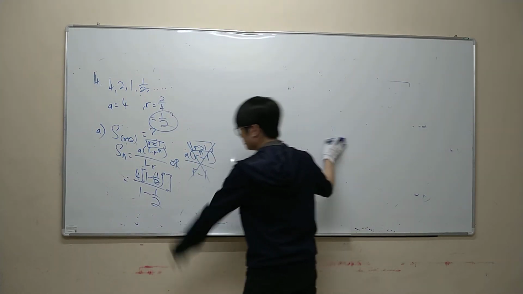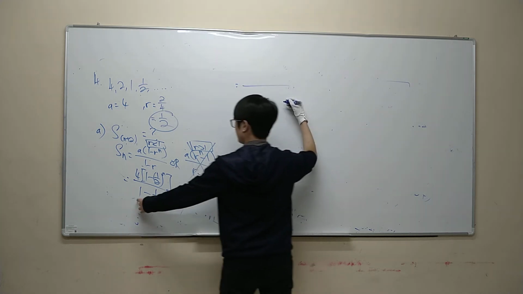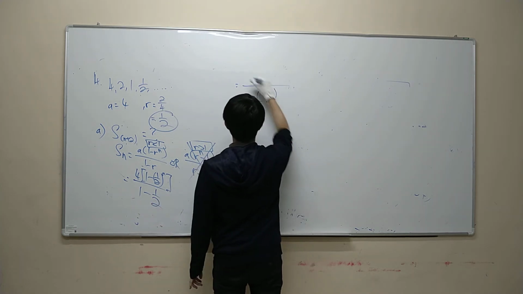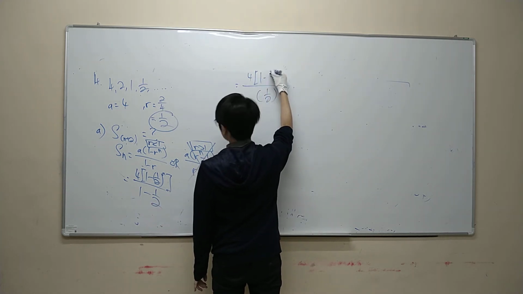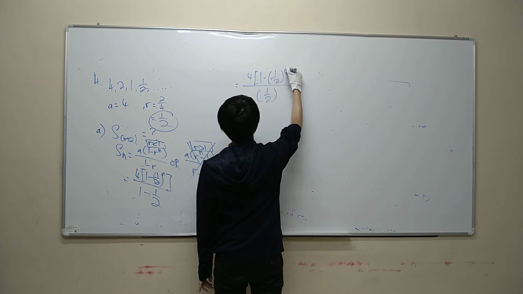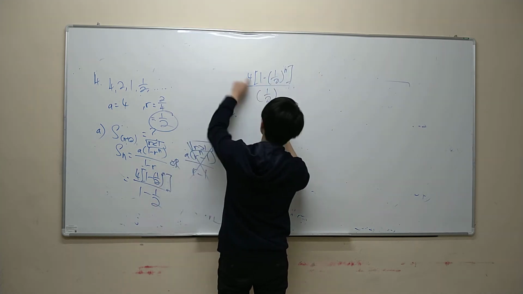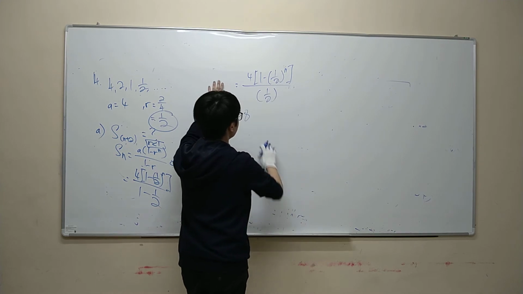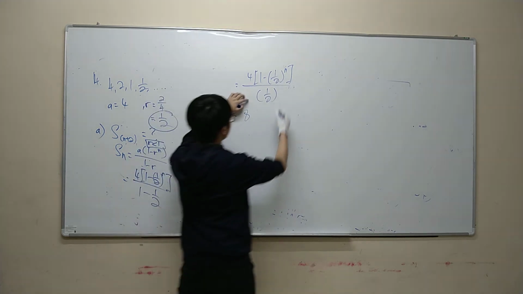Because you can simplify. 1 minus 1 over 2 is 1 over 2. Here is 4. The 1 minus 1 over 2 power n, I know you cannot do anything already. So just leave it. But the 4 and 1 over 2, you can become 8 here. Right? Okay. You can matikan.